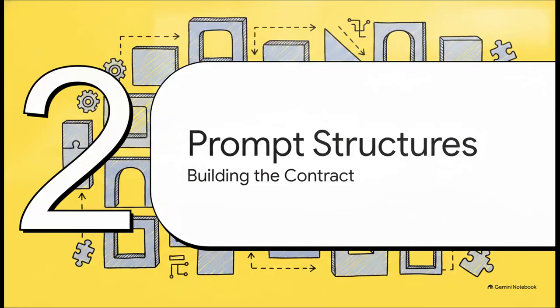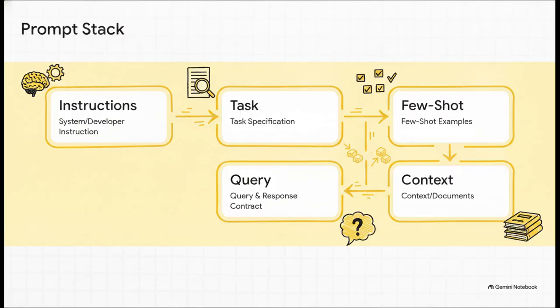Part 2. Foundational prompt structures. You really should always treat your prompting like a stack, flowing logically from system boundaries right down to the specific user query. First, you define the assistant's role and rules. Then, you specify the exact task. If needed, you provide a few highly targeted examples, few-shot learning. And only then do you drop in the context or documents, followed finally by the actual user query and the expected response format.